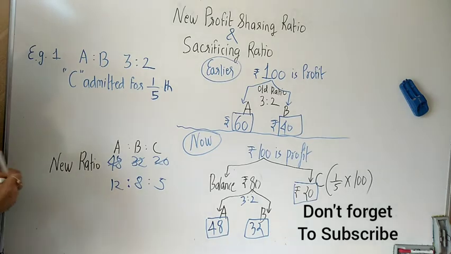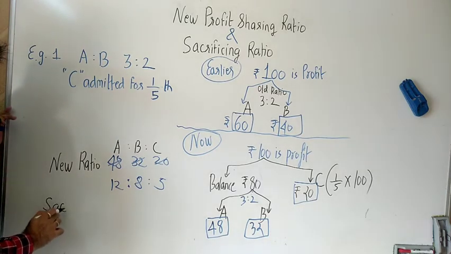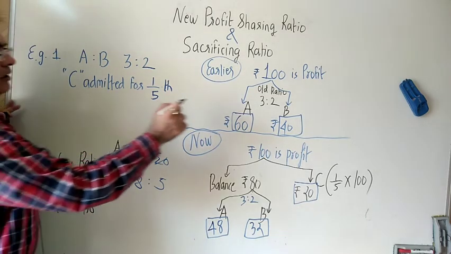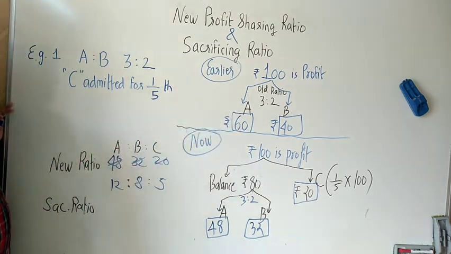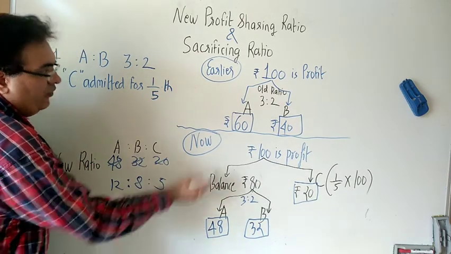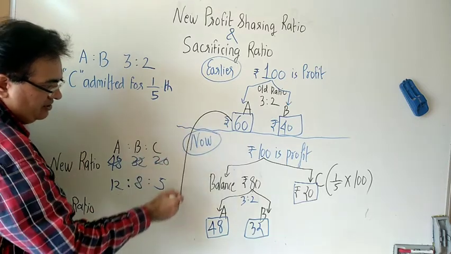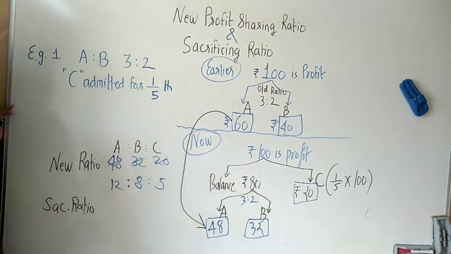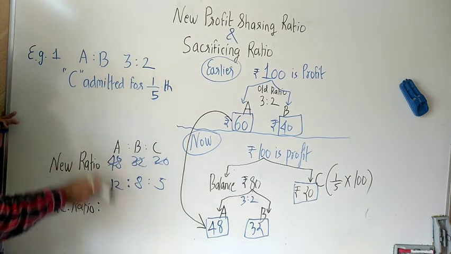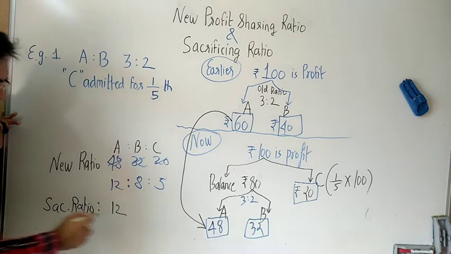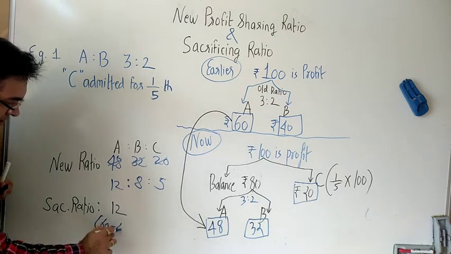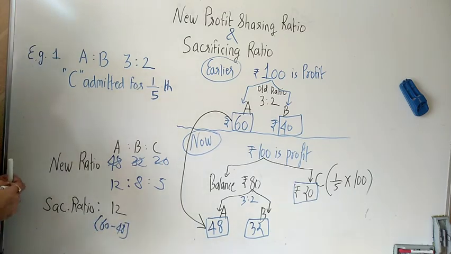Correct? Now we have to find out the sacrificing ratio. Earlier, Mr. A used to get 60. Now, after C is admitted, Mr. A is getting only 48. So 60 minus 48, the sacrifice of A, this is A's column, sacrifice of A is 12 rupees. How? Earlier he was getting 60, now he's getting 48.